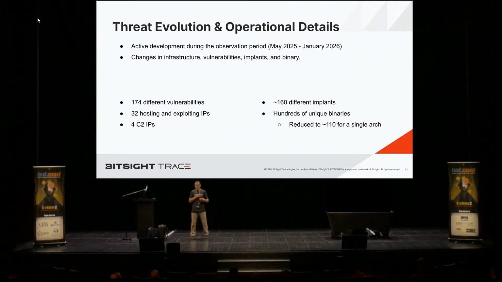During that time, we observed 174 different vulnerabilities. They were using 32 hosting and exploiting IPs, and they only used 4 C2 IPs. On the files side of things, we saw around 160 different implants and hundreds of unique binaries, which is expected because they were supporting 18 architectures. We reduced that down to make it more manageable to just around 100 for a single architecture.